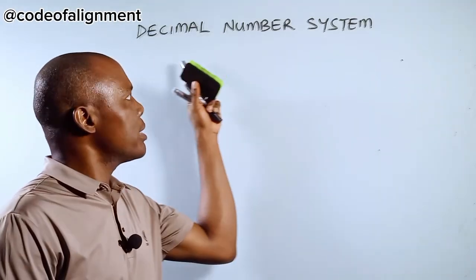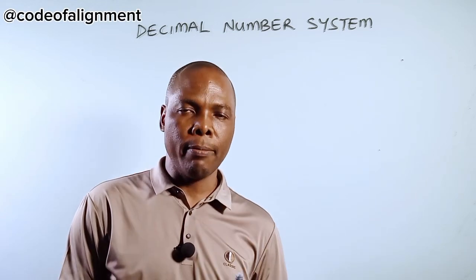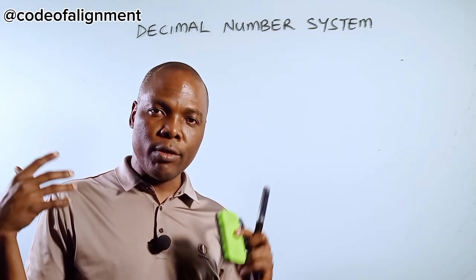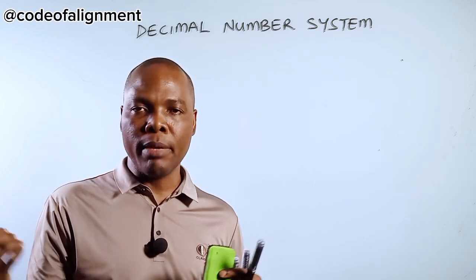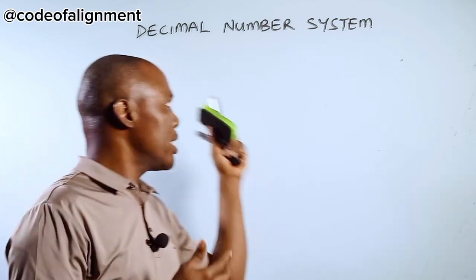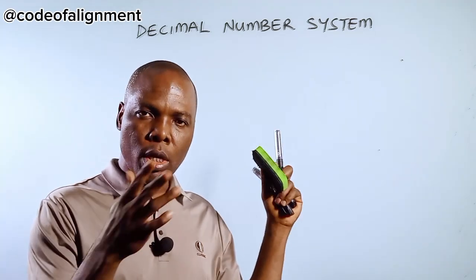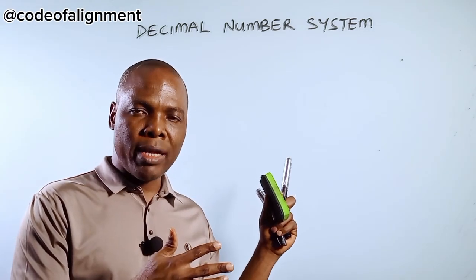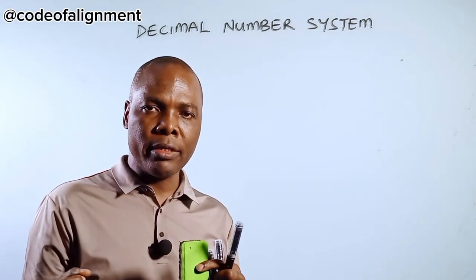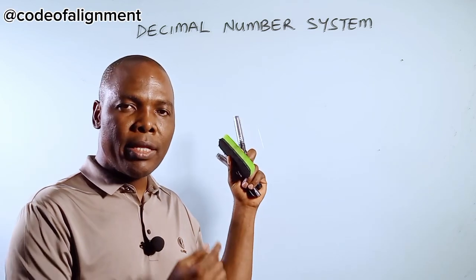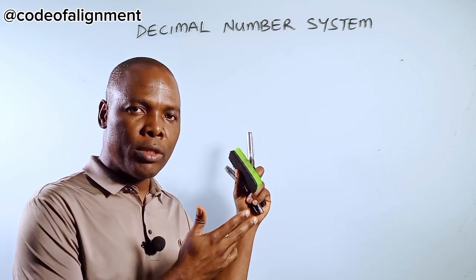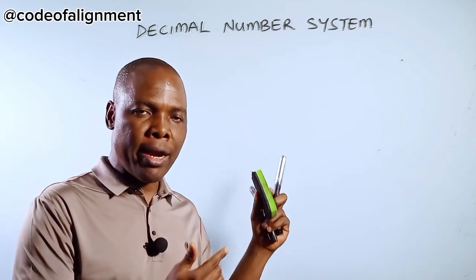Today we want to look at the decimal number system. In the last class, I gave you an introduction into number systems, and I gave you the different types. I told you number systems are basically divided into two: non-positional number systems and positional number systems. In the non-positional number system, I explained unary, which is your tally, and Roman numerals.